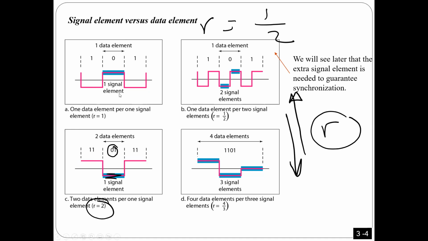So if you look at this signal here, we have 4 elements because every bit is 1 element. These 4 elements are going to be transmitted by 3 signal elements. So it should be 4 divided by 3.